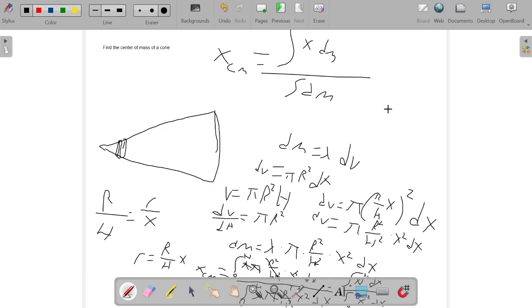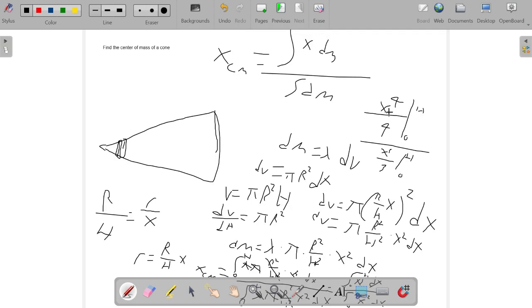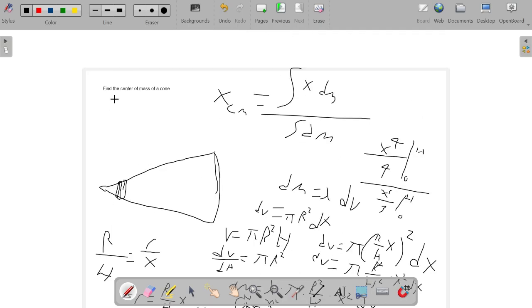Now, if you were to solve that out, you would get x to the 4 over 4 from 0 to h divided by x cubed over 3 from 0 to h. And we're going to write over here now. That just gives you h to the 4 over 4 divided by h cubed over 3. And this gives 3h over 4. So the center of mass is going to be 3h over 4 down, so over here.